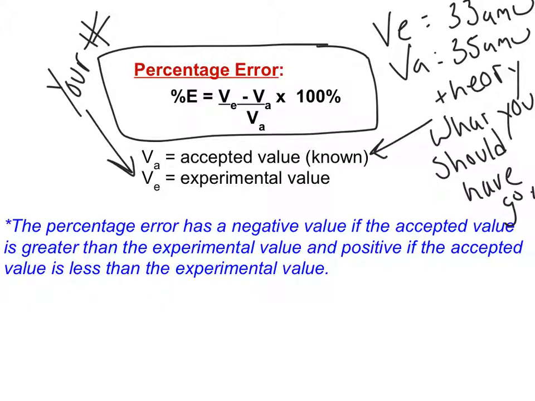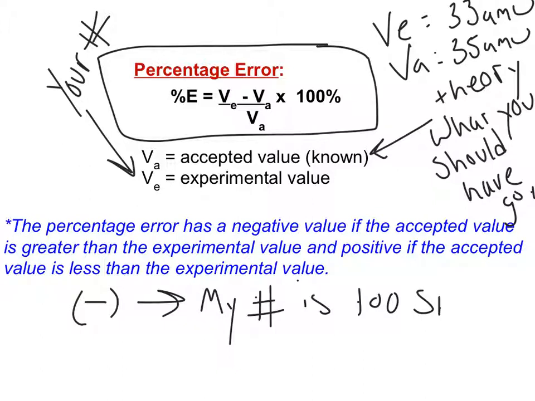Now, I want to talk about this blue paragraph at the bottom, and you might be a little confused with how it's worded, but all it's trying to tell you is how to determine if percentage error is positive or negative. I really want you to look at this equation again. So if percentage error comes out negative, that means my experimental value is smaller than my actual value. That means when you did your experiment, your value was too small. My number is too small.